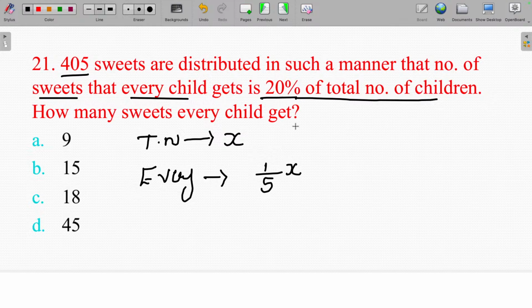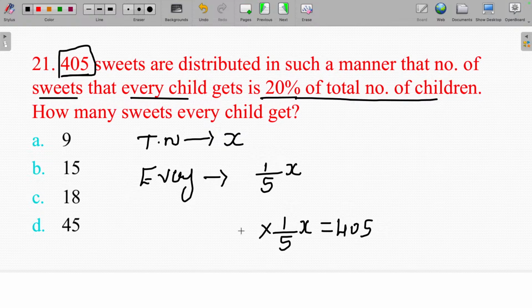20% of the total number of children. Every child will get 1 by 5x. Yes or no? It is for one student. One student will get 1 by 5x. Yes or no? Yes, sir. Okay. Now 405 is the total number of sweets. 405 sweets are distributed, and for one student 1 by 5x.